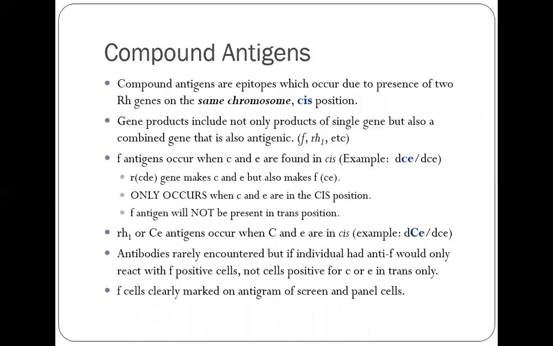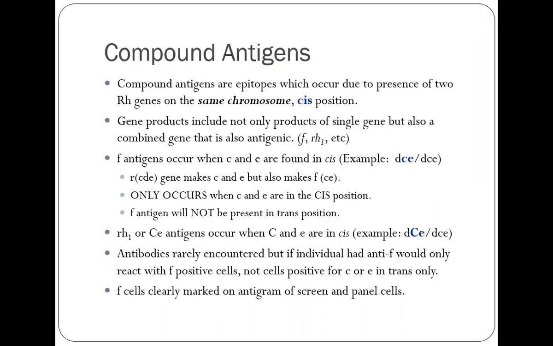Okay, so compound antigens are epitopes which occur due to the presence of 2 Rh genes found on the same chromosome, so they're in the cis position. These gene products include not only products of a single gene, but also a combined gene that's also antigenic. So examples of compound antigens in the blood group system are as follows. You have the F antigen. So there's a nice chart in your book, and it lays it out pretty nicely.